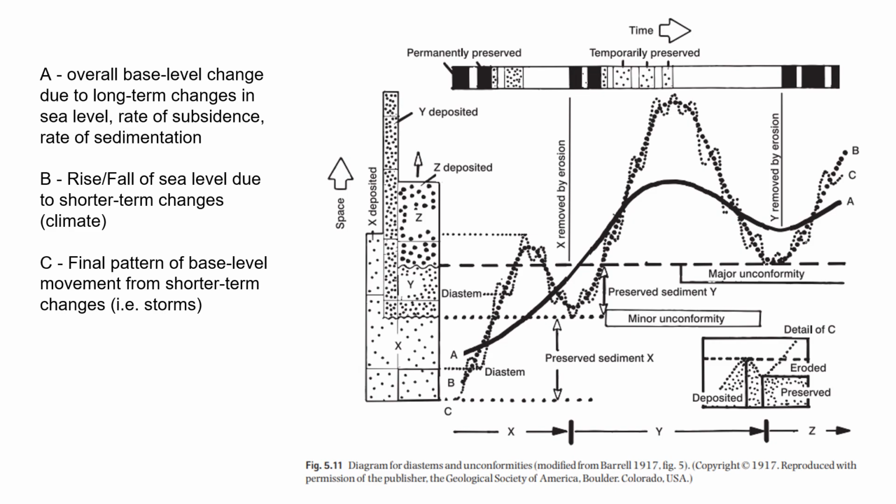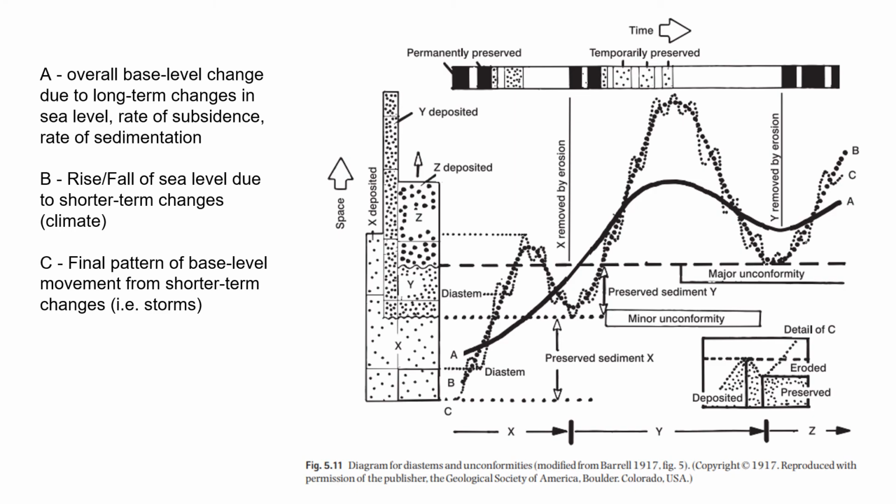Once again, we have time versus space, space being lithostratigraphy. Now we have three main lines here. We have this bold black line that we're calling A, and this is the overall change in base level. And this could be change in sea level. It could be a rate of subsidence, a change in sedimentation. Overall, this is the change we're observing.